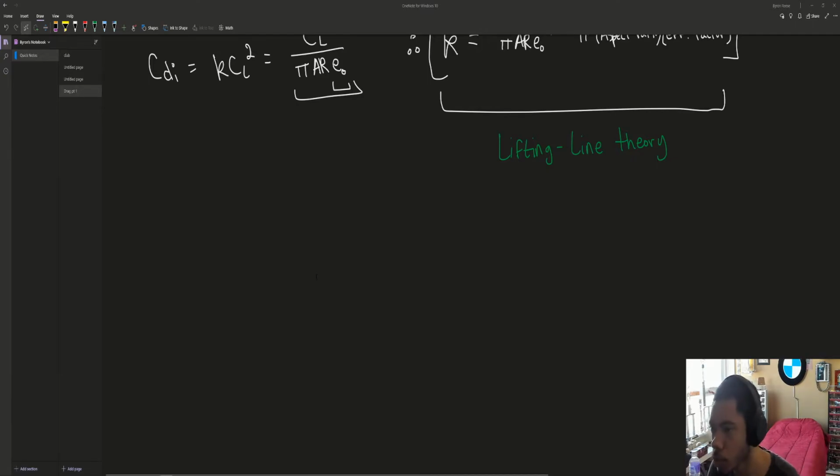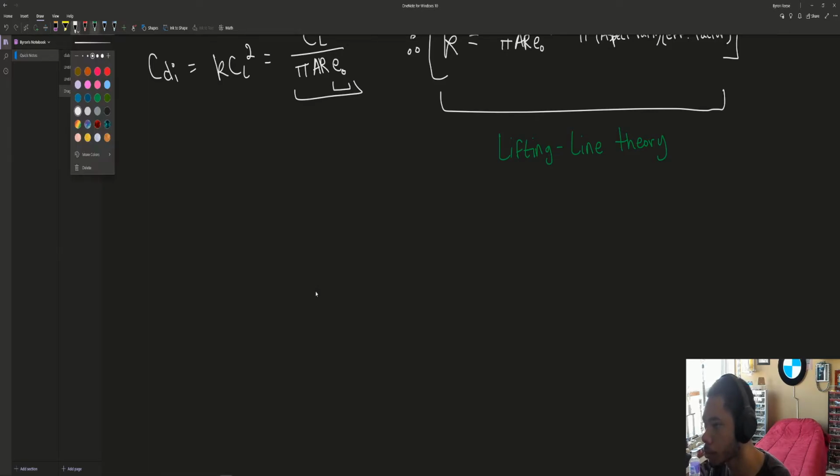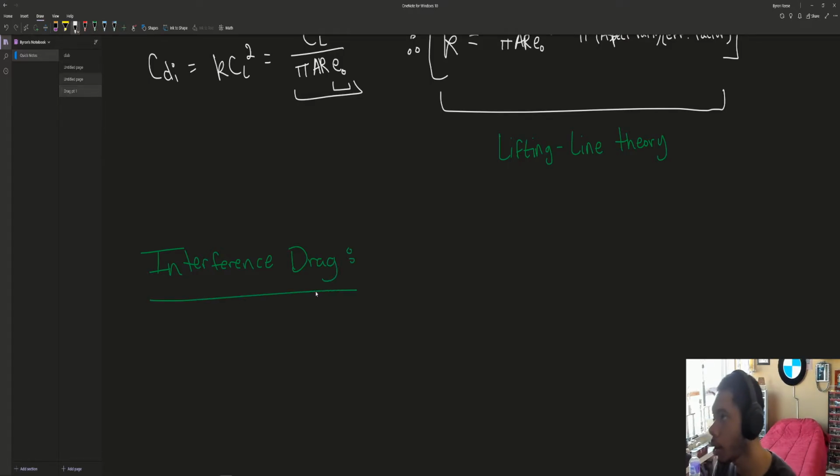Okay. So we went over induced drag. So now we're going to go over interference drag. Alright. So what is interference drag? It's the drag due to the interference of two flows.